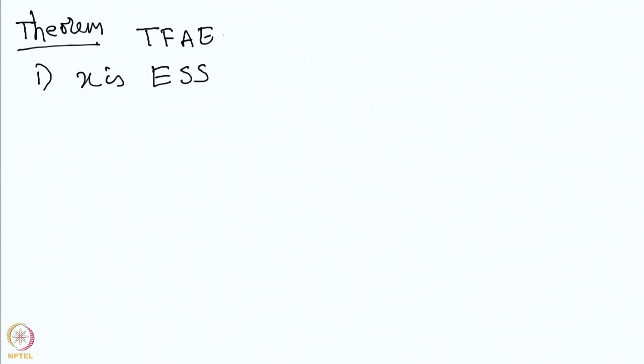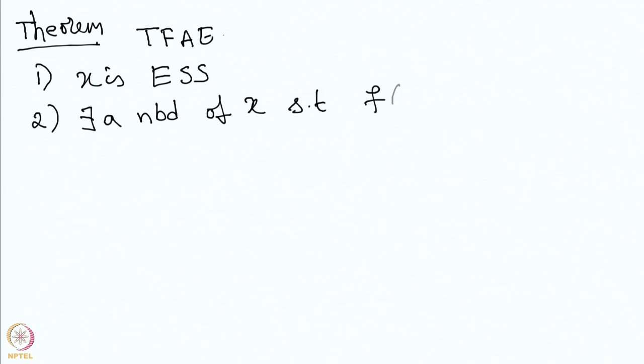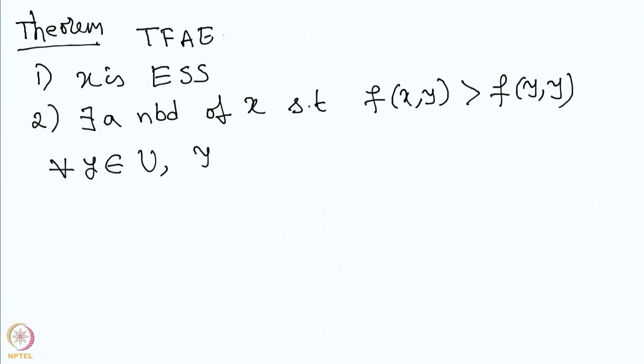Okay. Next, we can actually prove the following theorem. The following are equivalent. First, x is an ESS. Second, there exists a neighborhood U of x such that f(x, y) is greater than f(y, y) for all y in U such that y is not equal to x. So what exactly is this condition? If x is an ESS, this is equivalent to saying that there is a neighborhood U of x such that in that neighborhood f(x, y) is strictly greater than f(y, y). Of course, this is true for all y in U with y not equal to x.